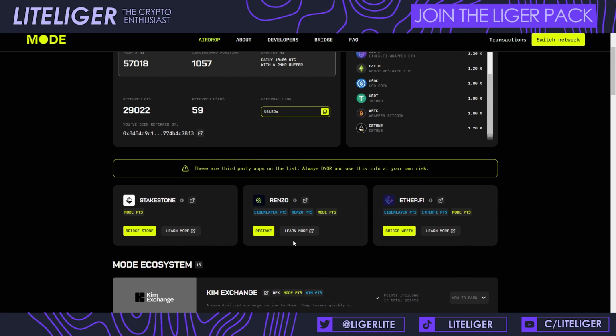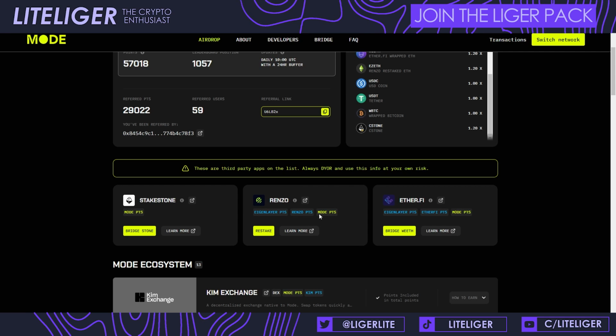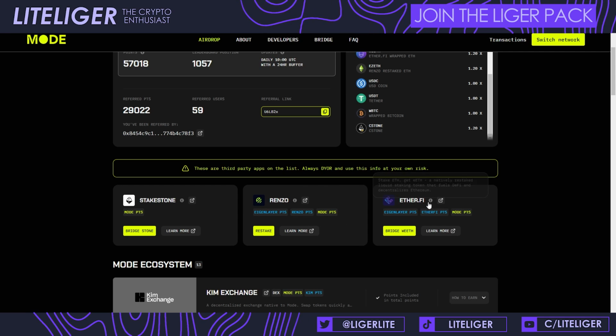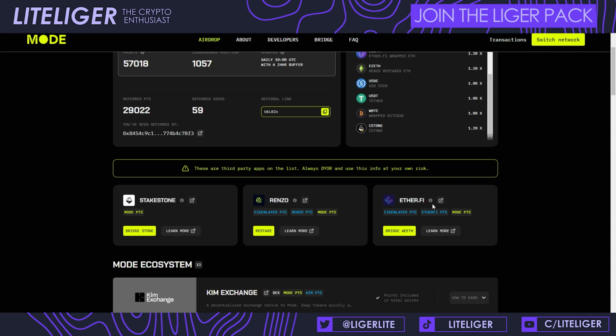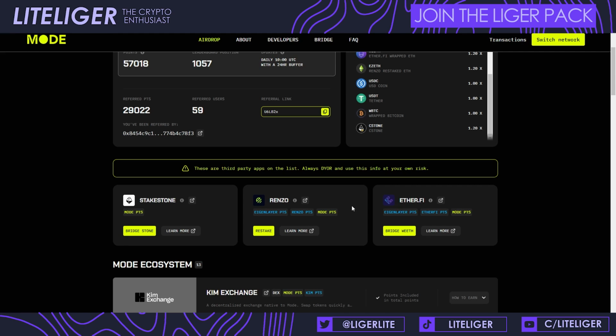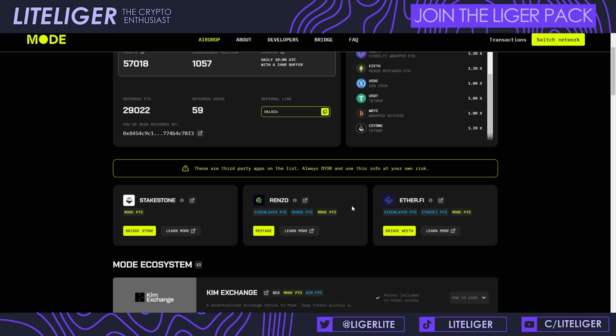But the best strategy is either to go with EtherFi or Renzo. I kind of like to lean on Renzo because EtherFi already did their first round of an airdrop. They're going to be doing a second one. But because Renzo is a new token, there's a lot more upside potential in my opinion.